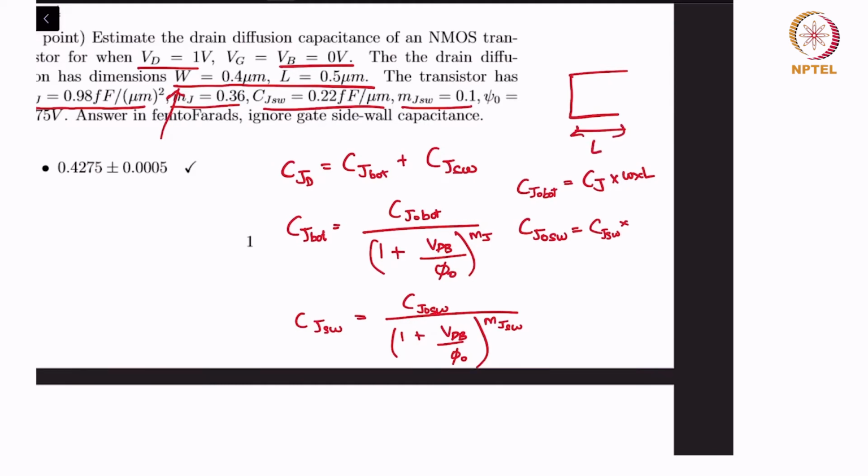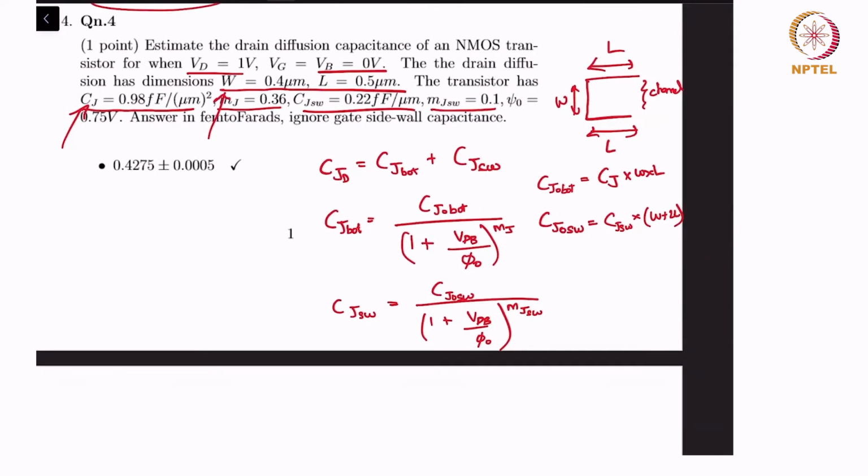Now the sidewall has the following dimensions. This is the channel, so we ignore that side, and this is the width of the transistor. So it has W plus 2L as its perimeter, ignoring the channel. Of course, now if you punch in all the values given in the question in all these formulae, you will find that the capacitance in femtofarad lies in this range.